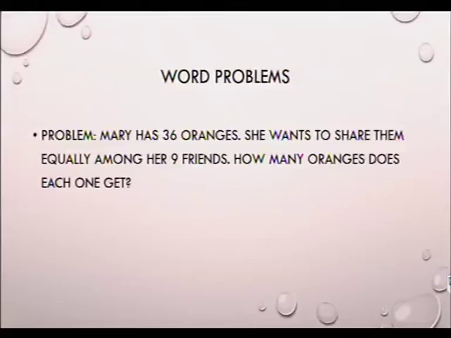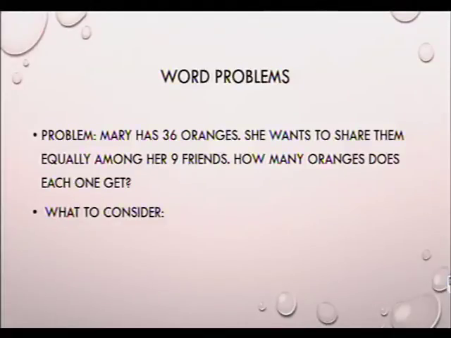Let's look at a word problem, because I need to teach my learners how to be able to understand a word problem. The problem that we have here in front of us is Mary has 36 oranges. She wants to share them equally among her friends, her 9 friends. How many oranges does each one get?